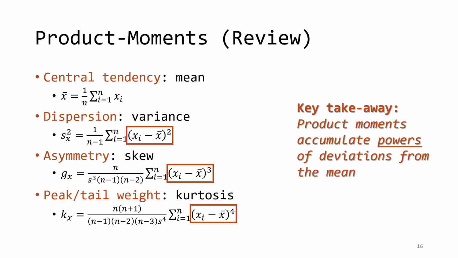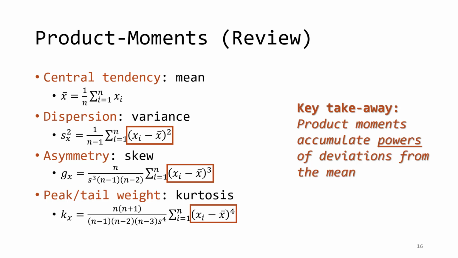Product moments are used to summarize the properties of a sample or a population by quantifying their central tendency, spread, asymmetry, and peak and tail weight. The formulas for the first 4 product moments, mean, variance, skew, and kurtosis, are shown here. The key to each formula is that as the moment gets higher in order, the power of the deviation of the mean gets higher. This change in order allows for varying parts of the sample to contribute differently, making it possible to quantify these different shapes to the sample.